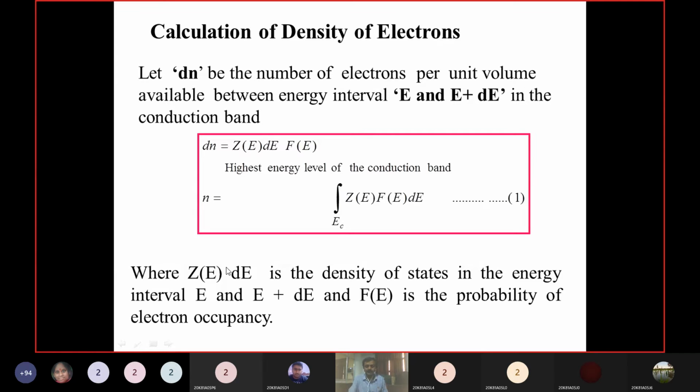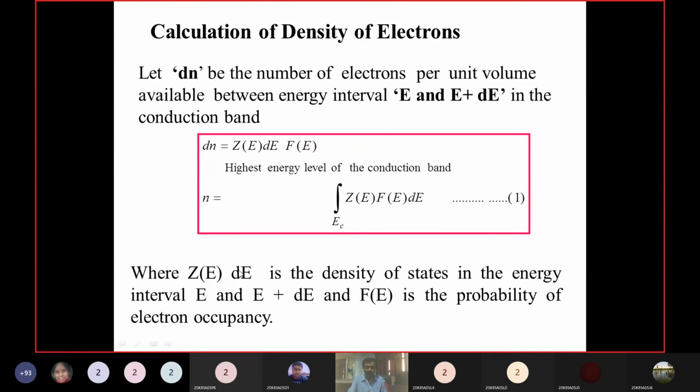In those density states, how many electrons will be present? That is F(E). F(E) is the probability of finding the electron. By using the Fermi-Dirac distribution function, we are calculating the probability of the electron in those density states. That means the number of electrons is equal to the density of states into the probability of finding the electron. So dn is equal to Z(E) dE into F(E).